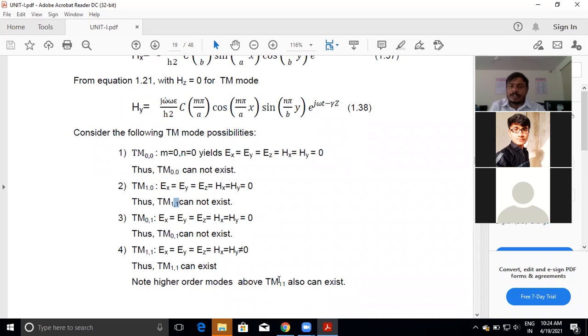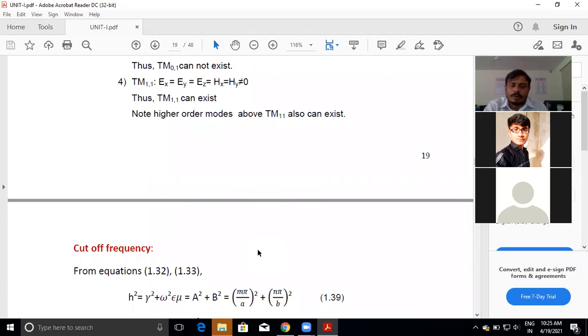Remember this point. In the case of TE mode, we have TE10 also there, TE01 also there. But in the case of TM mode, the minimum mode is the TM11 mode. This is very important. Right? Okay, please note down this. Actually, this is TE10, not 1, this is 0. So mistakes are there in this book. Okay. So these are the field components in TM mode.